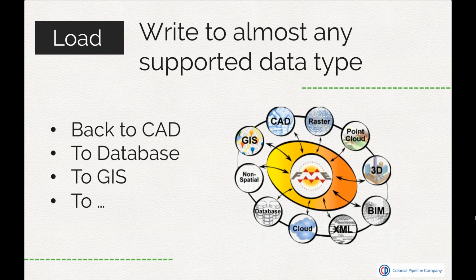So the other reason for FME was that we can write to almost any supported format. So, we can write it back to CAD. We can write it to a database. In the case of Colonial, they have an FD database along with their AutoCAD files. And so they might want to share some of the data between them, but only if the data is clean. To other GIS formats and to just about anything that they have internally inside of the company.